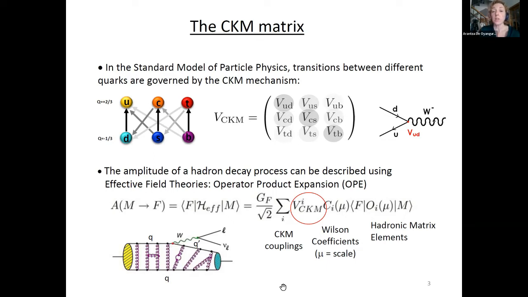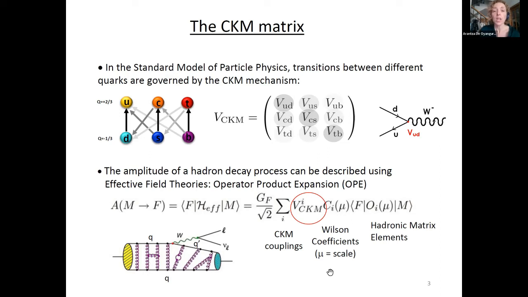Of course it is not so simple, because you don't have just quarks, you are inside hadrons. So you have to take into account all the effects coming from QCD, from the strong interactions. You have a lot of gluons there, and the q-qbar pairs, and this all comes in this part, the hadronic matrix element. But at the end, the whole amplitude of a process is going to be governed by these things here.